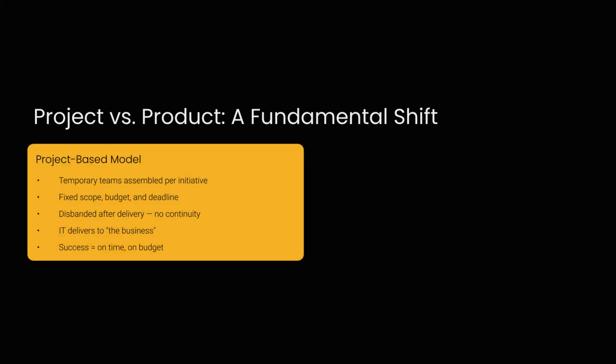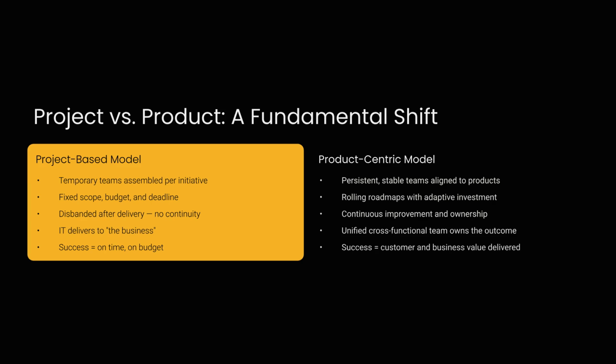The project-based model uses temporary teams, fixed scopes, and focuses on delivery on time and on budget. In contrast, the product-centric model uses persistent teams, rolling roadmaps, and unified cross-functional teams that own the outcome, measuring success by customer and business value delivered.